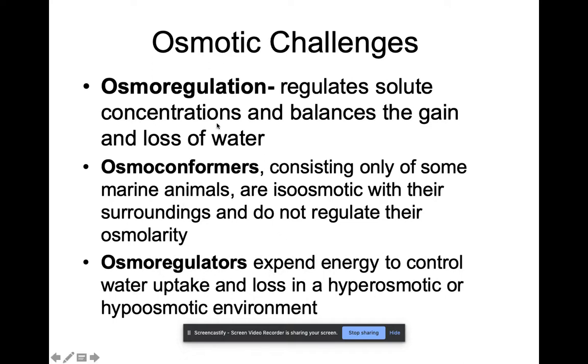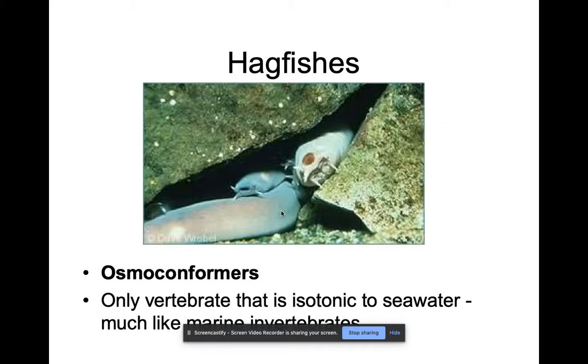And then you have, again, these osmoregulators, which have to expend energy to control their water uptake and loss. So with osmoregulators, there's a lot of metabolic energy expended in regulating salt and water balance. Osmoconformers spend very little energy. Depending on what the outside surroundings are, they're just going to conform to that. They're not really going to regulate at all.